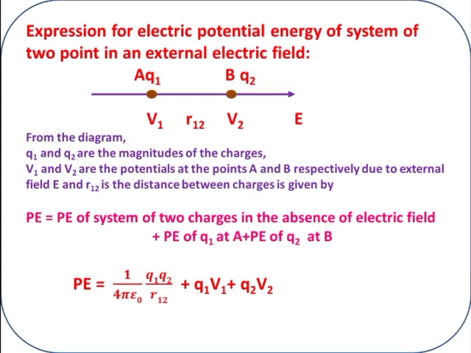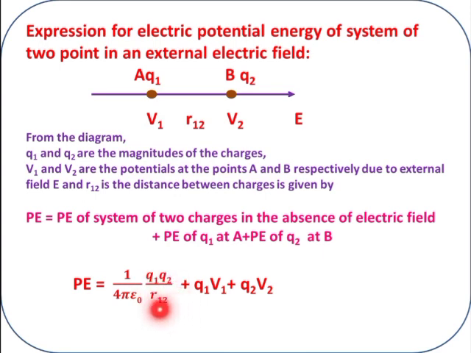Then the potential energy of the system of charges in the absence of electric field. Just now we discussed this derivation in the previous slide. So what did we get from that? 1 by 4 pi epsilon naught Q1 Q2 by R actually. But here instead of R we have taken R12, for the first and second charges Q1 and Q2.